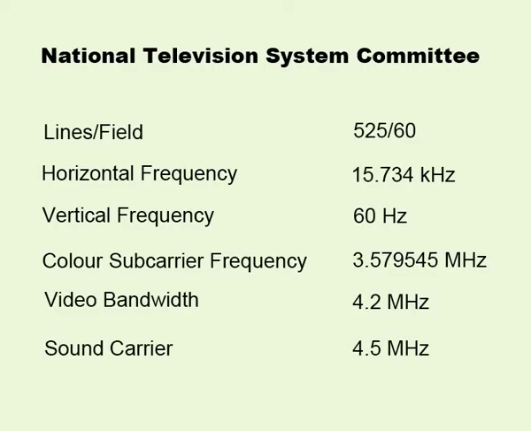The various parameters of the NTSC standard are: lines per frame 525, fields 60, horizontal frequency 15.734 kHz, vertical frequency 60 Hz, color subcarrier frequency 3.579545 MHz, video bandwidth 4.2 MHz, sound carrier 4.5 MHz.